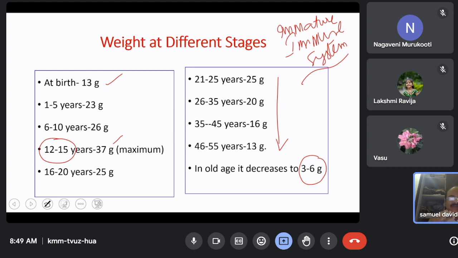At the same time, we are exposed to so many antigens and we have acquired immunity as well. And we do not need the thymus any more. So that is gradually involuted and we are not depending on the thymus for our immunity.